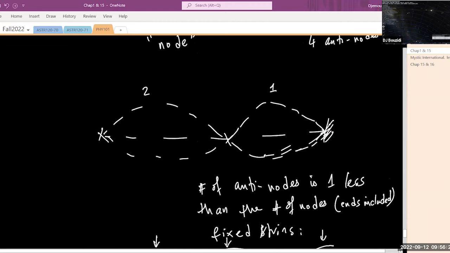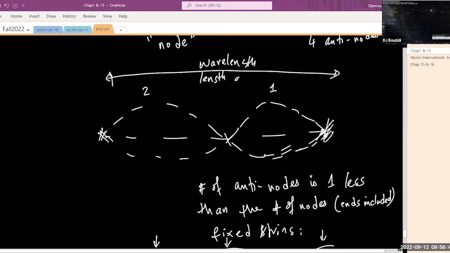An interesting thing to note here is this distance, remember, from here to here, this is actually a wavelength. This whole thing is a full wavelength. And in this case, it's actually the length of the string too. So from node to node, it's only half a wavelength. This is the half wavelength. In other words, this distance is lambda over 2.